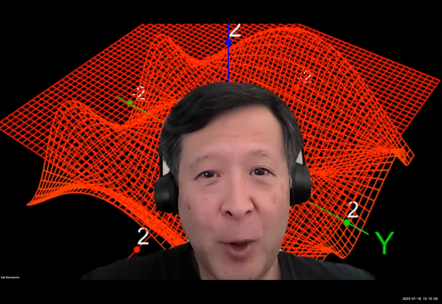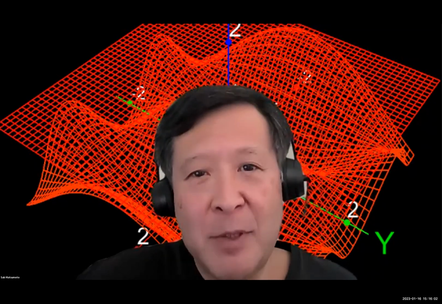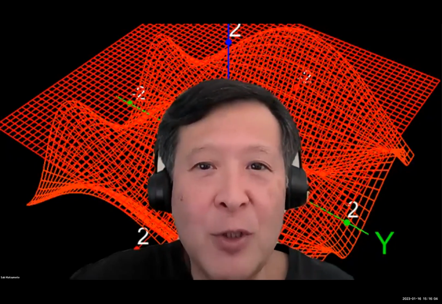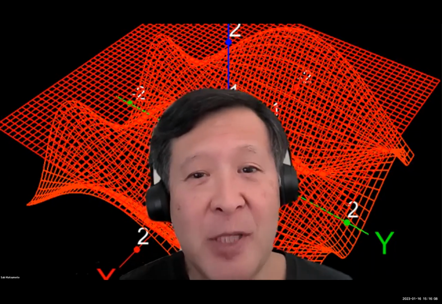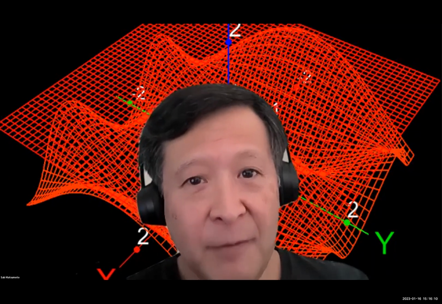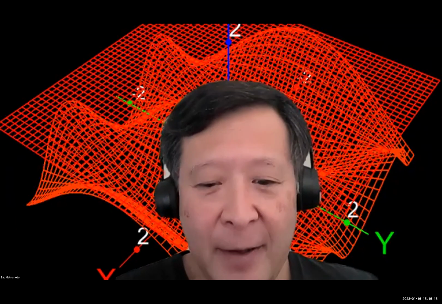W-O-R-K. That's a four-letter word, isn't it? Well, anyway, work is basically force times the distance, but we are going to use that in the context of integration. So let's look at these two specific applications in physics of integration. All right, so let's get into section 6.5.